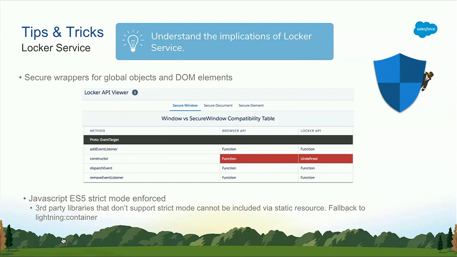Second, Locker Service is going to enforce JavaScript ES5 strict mode. This is really great because it's safer, but it has some implications too. If you want to use a third-party library that doesn't support strict mode, you won't be able to do it through the normal mechanism as a static resource. But the good news is that there's a workaround called Lightning Container that will allow you to execute that library in an isolated iframe.